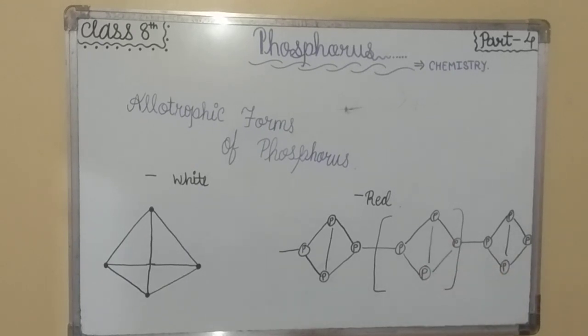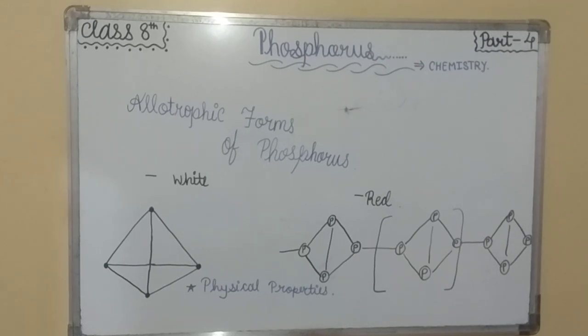After that, physical properties of white and red phosphorus. The first property is state: white phosphorus is a pale yellow soft solid, and red phosphorus is a dark brittle powder.